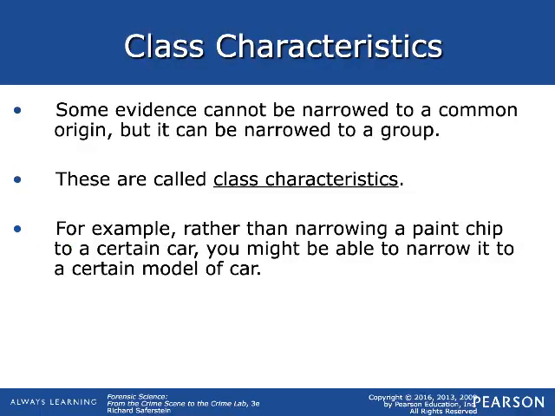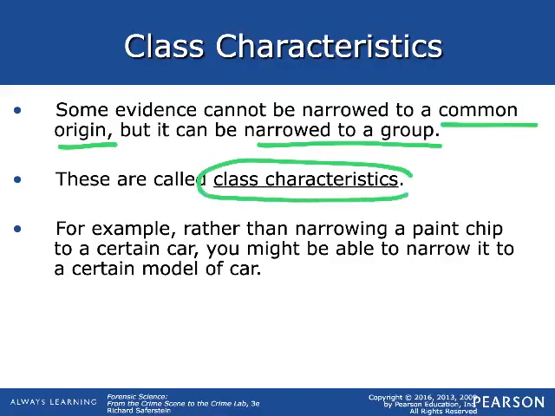Okay, now, lots of time evidence can't be narrowed down to a common origin or individual characteristics, but it can be narrowed down to a group of things, okay? And those are called class characteristics. So that's the difference between Bob's Buick and any 2016 Buick.